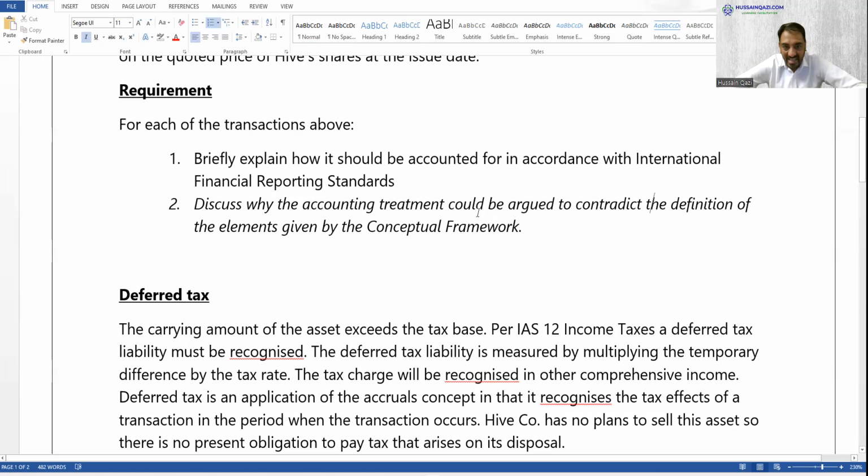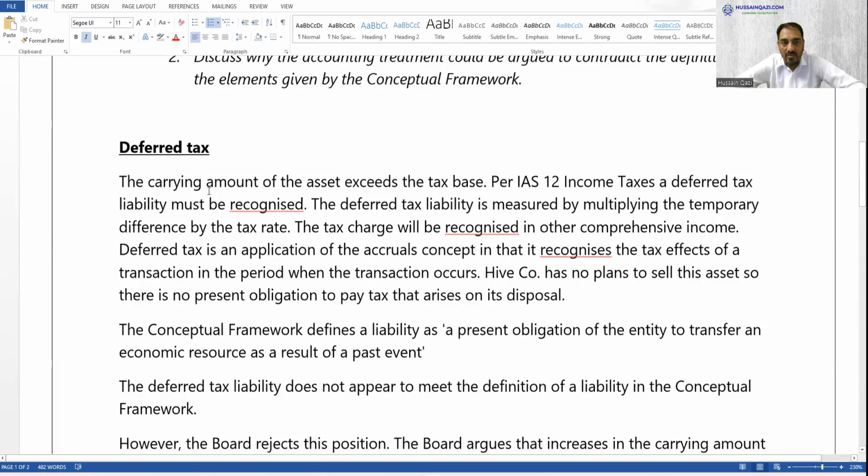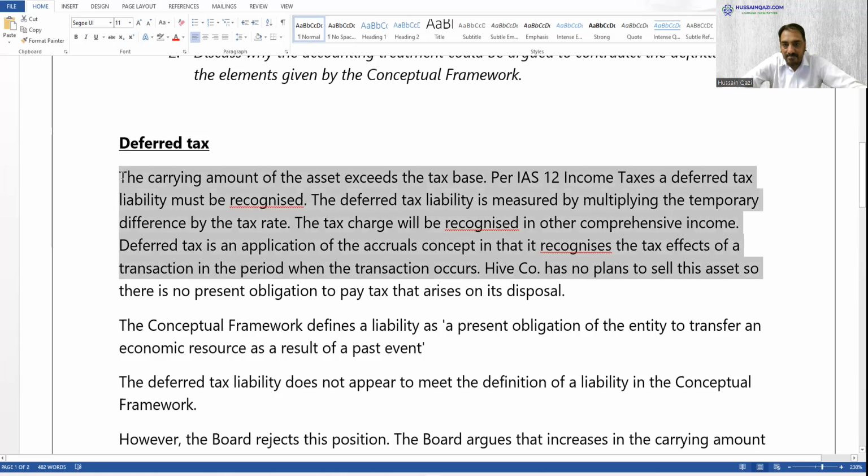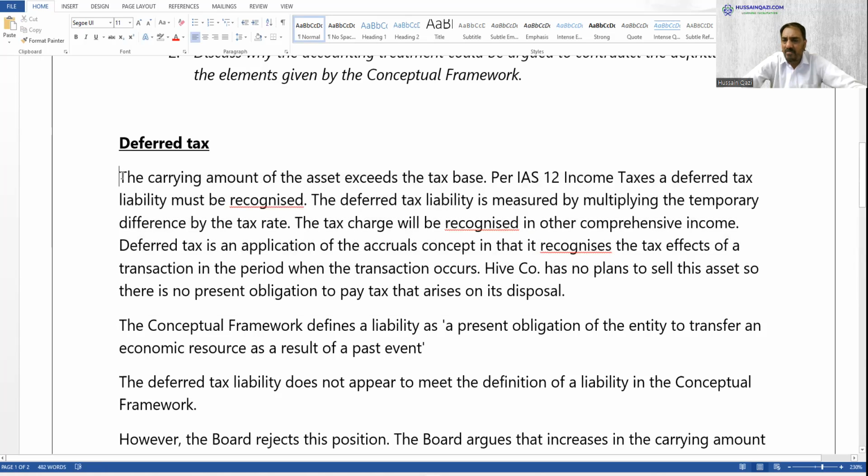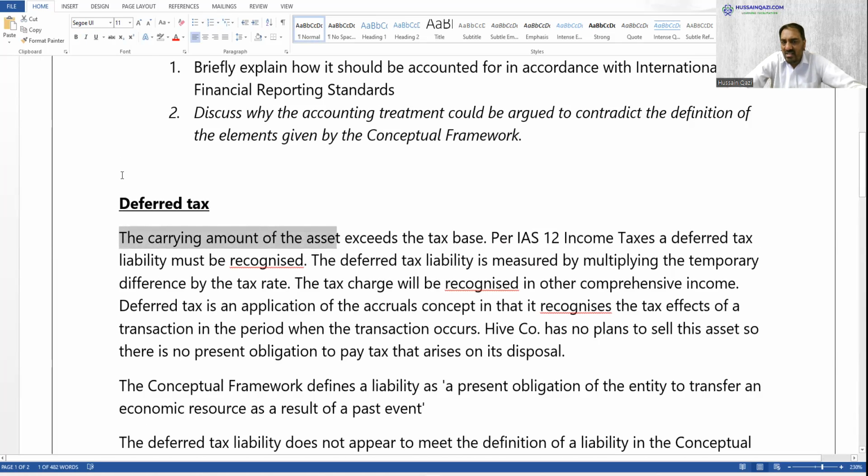So that means here you need to incorporate your answer of the conceptual framework with the two accounting issues. For example, if you are covering deferred tax, the accounting issue is very basic. For example, the carrying amount of the asset exceeds the tax base, so as per IAS 12, a deferred tax liability must be recognized. Very simple. The deferred tax liability is measured by multiplying the temporary difference by the tax rate. And the tax charge is recognized in OCI in case of revaluation.